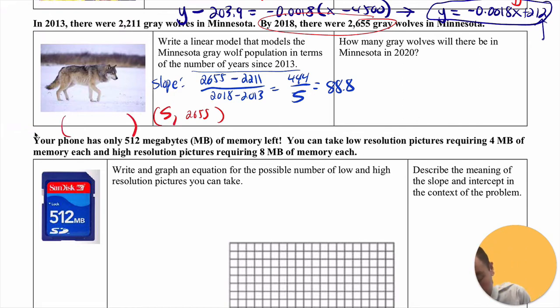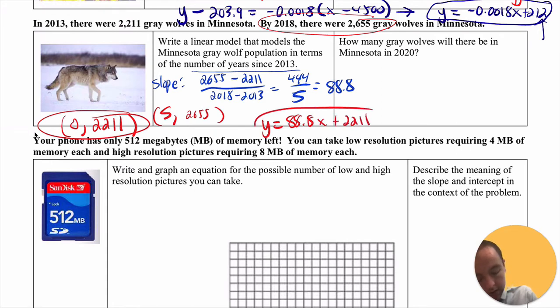And then similarly, you can actually treat 2013 as (0, 2211). So actually, isn't that going to be a y-intercept? So then we would know that the equation for this should be 88.8x plus 2211, where x is the number of years since 2013, and then y there is going to be the gray wolf population at that particular time.